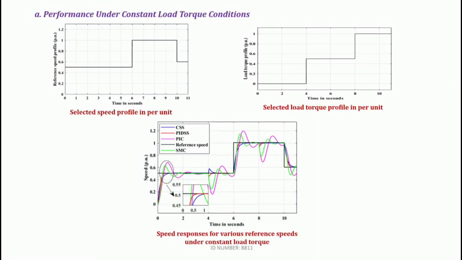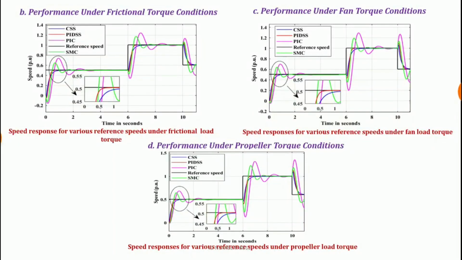Simulation has been done for constant load torque condition, frictional load torque, fan type load torque and propeller load torque conditions. So subdivision A, the performance under constant load torque conditions. For various speed profile and load torque profile, the speed responses have been shown here for classical sliding surface, PIDSS, proportional integral controller and sliding mode controller. Simulation results for frictional torque conditions, fan torque conditions and propeller torque conditions are shown here.